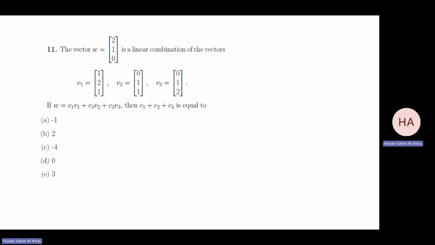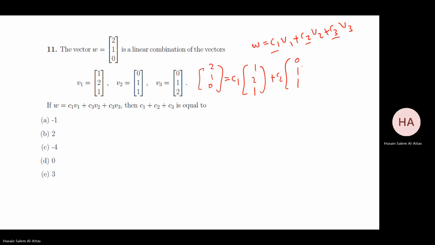Okay, the vector W is a linear combination of these vectors. So it means W is C1 V1 plus C2 V2 plus C3 V3. You want us to find the C's and then sum them. So I have W equals C1 times V1 plus C2 times V2 plus C3 times V3. That's it. So I have three equations, three unknowns, solve them.